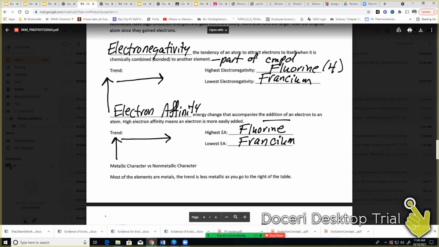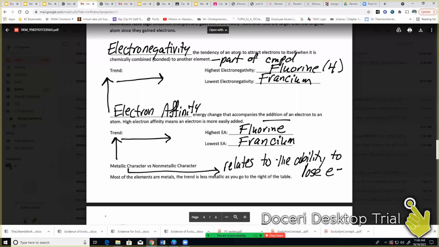And then the last one is metallic character versus non-metallic character. When you talk about metallic character, it relates to the ability to lose an electron. So metals, which make up most of our periodic table, are going to have a higher metallic character than our nonmetals. Our nonmetals don't want to lose an electron, they want to gain it. So most of the elements are metals.